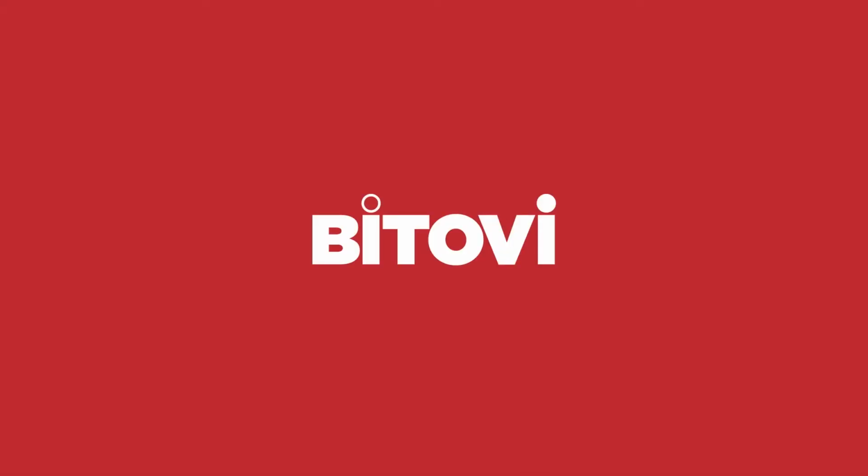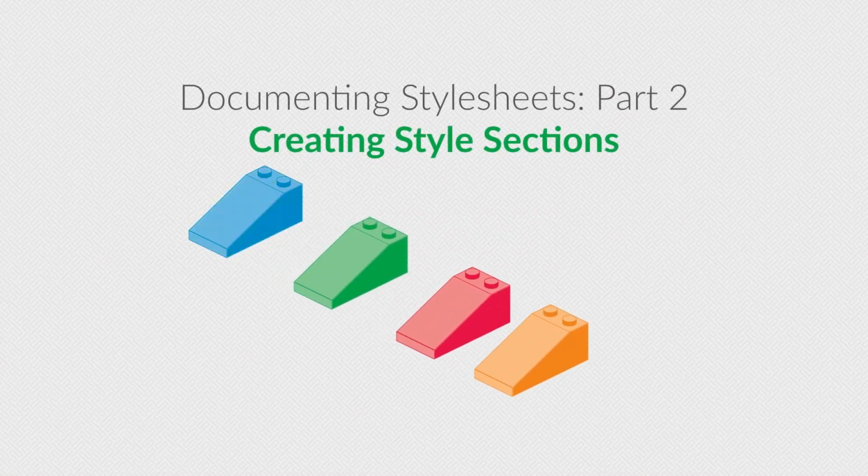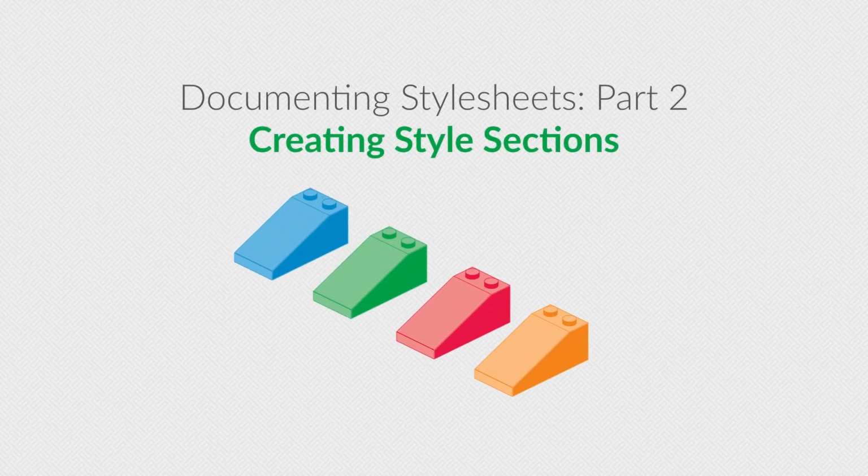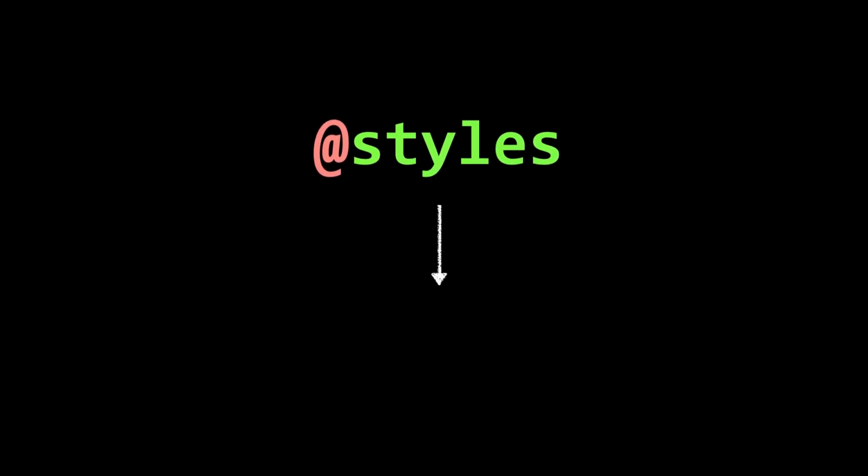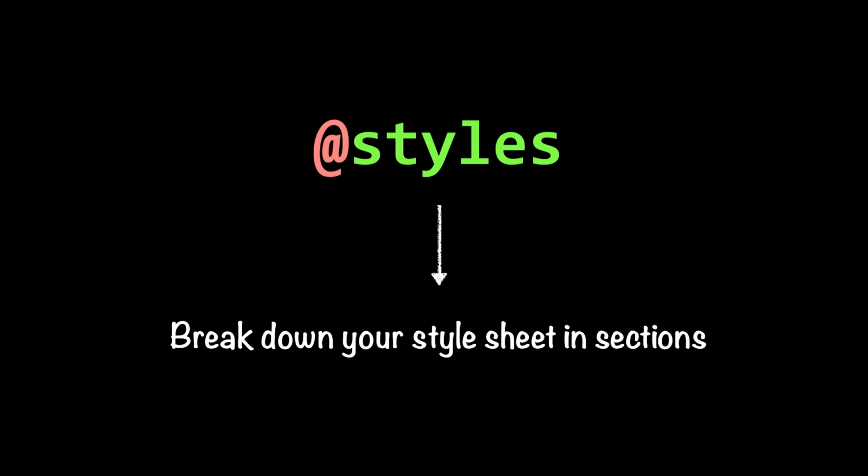Welcome to part 2 of documenting a style sheet in a living style guide. In this lesson, we'll be covering how you can create style sections. Creating style sections is as simple as using the @styles tag to break down your style sheet into sensible chunks. Doing this will allow you to talk about and understand your code better.